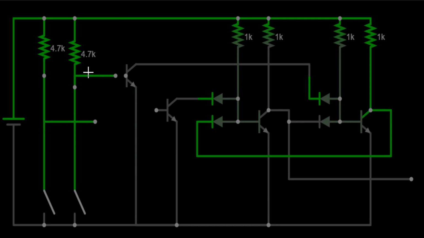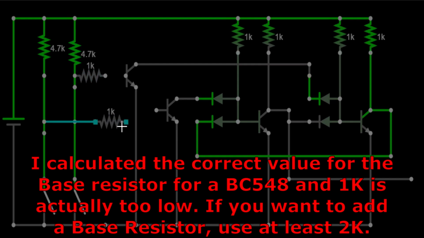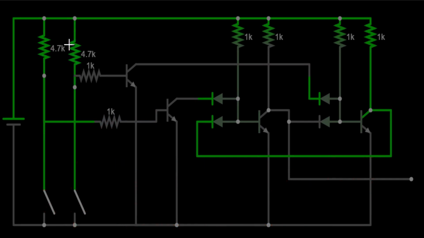Now I also want, for safety, just to add some 1K resistors. Put those on the bases, just in case these get connected straight to supply. It means the current being fed in will be limited. So let's give it a try.